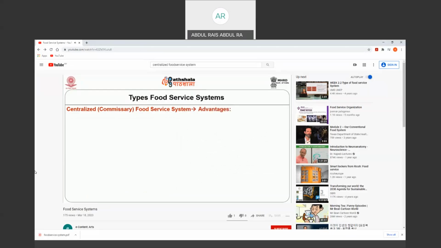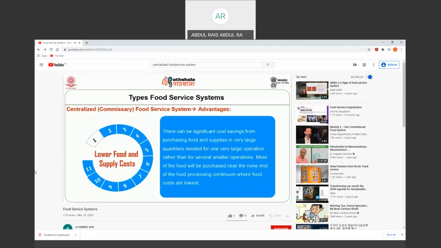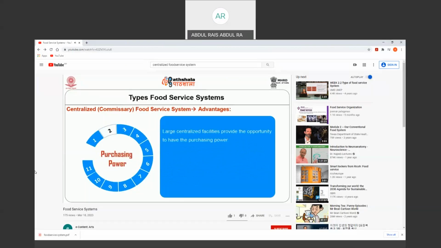This system has many advantages, the prime one being lower food and supply costs. There can be significant cost savings from purchasing food and supplies in very large quantities needed for one large operation rather than for several small operations. Most of the food will be purchased near the none end of the food processing continuum where food costs are lowest. The second is purchasing power.